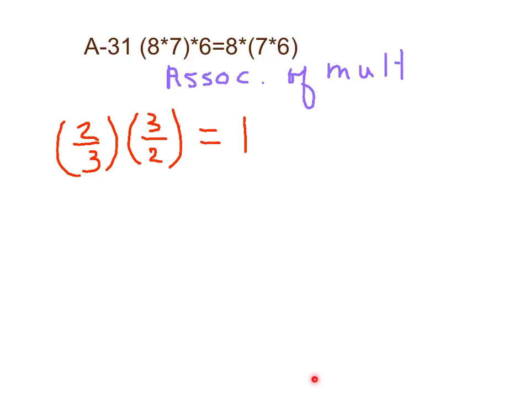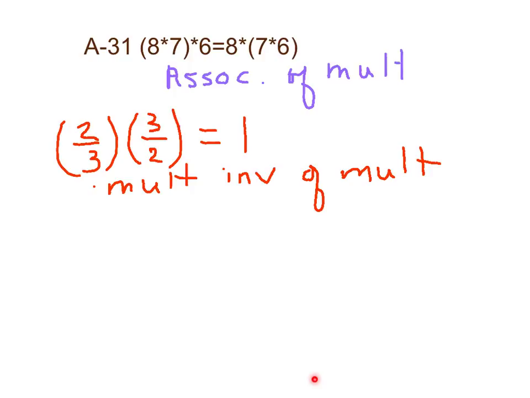So here obviously I'm not associating anybody, I'm not commuting anybody, but I am using the multiplicative inverse property of multiplication, which says that any number times its inverse gives me 1. So the multiplicative inverse of 2/3 is 3/2. So that takes care of number 5.